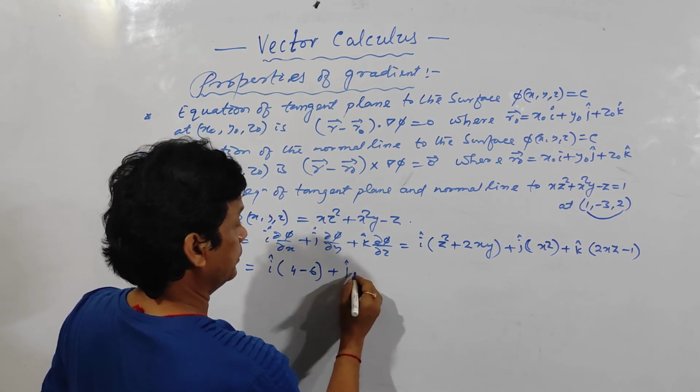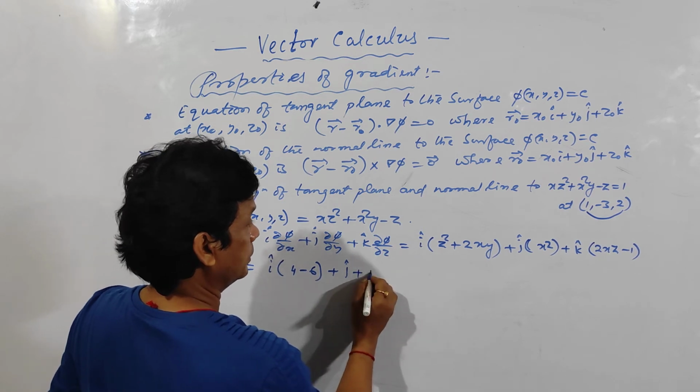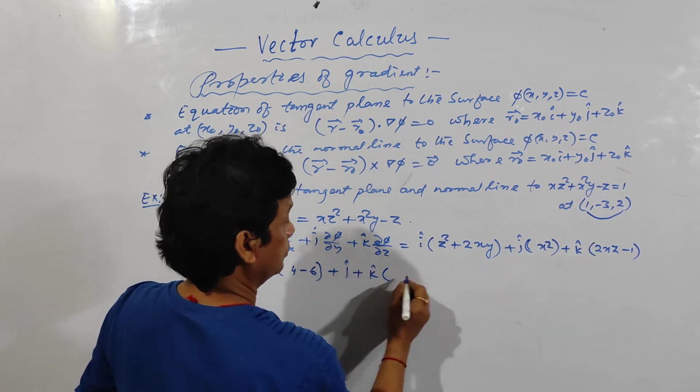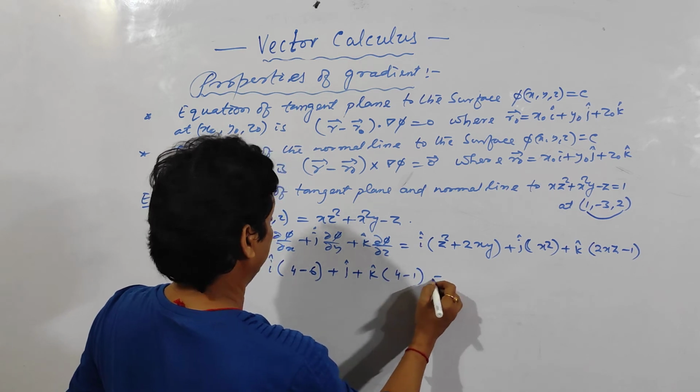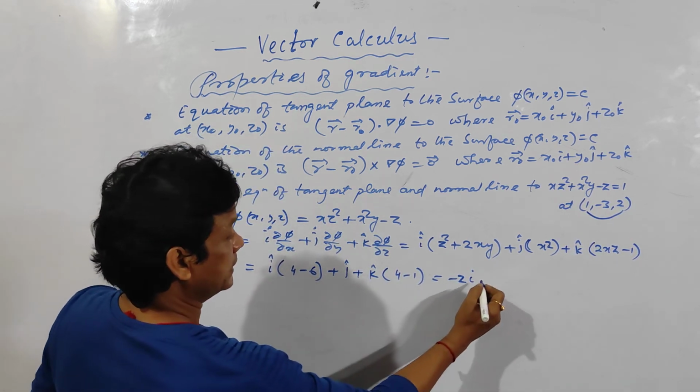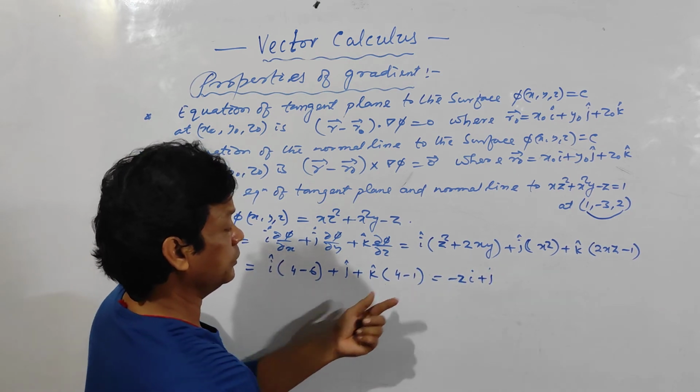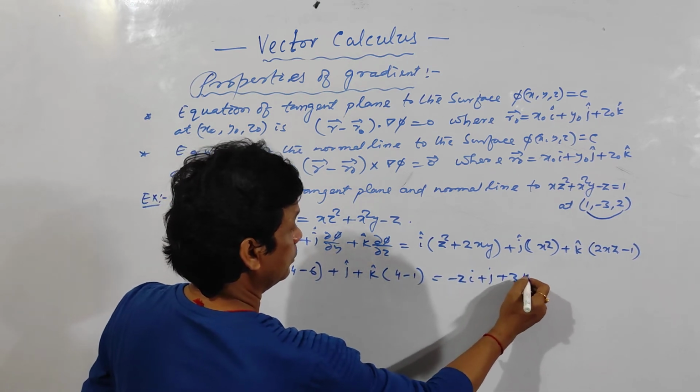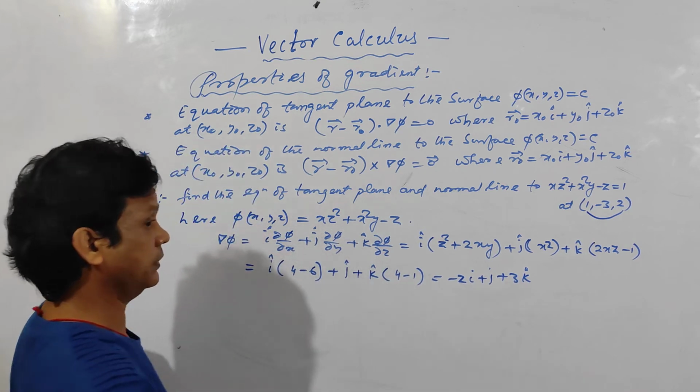J cap plus k cap into 4 minus 1. So this is minus 2 into I cap plus j cap. So this one, 4 minus 1 is 3, so 3 into k cap. So this is your grad phi.